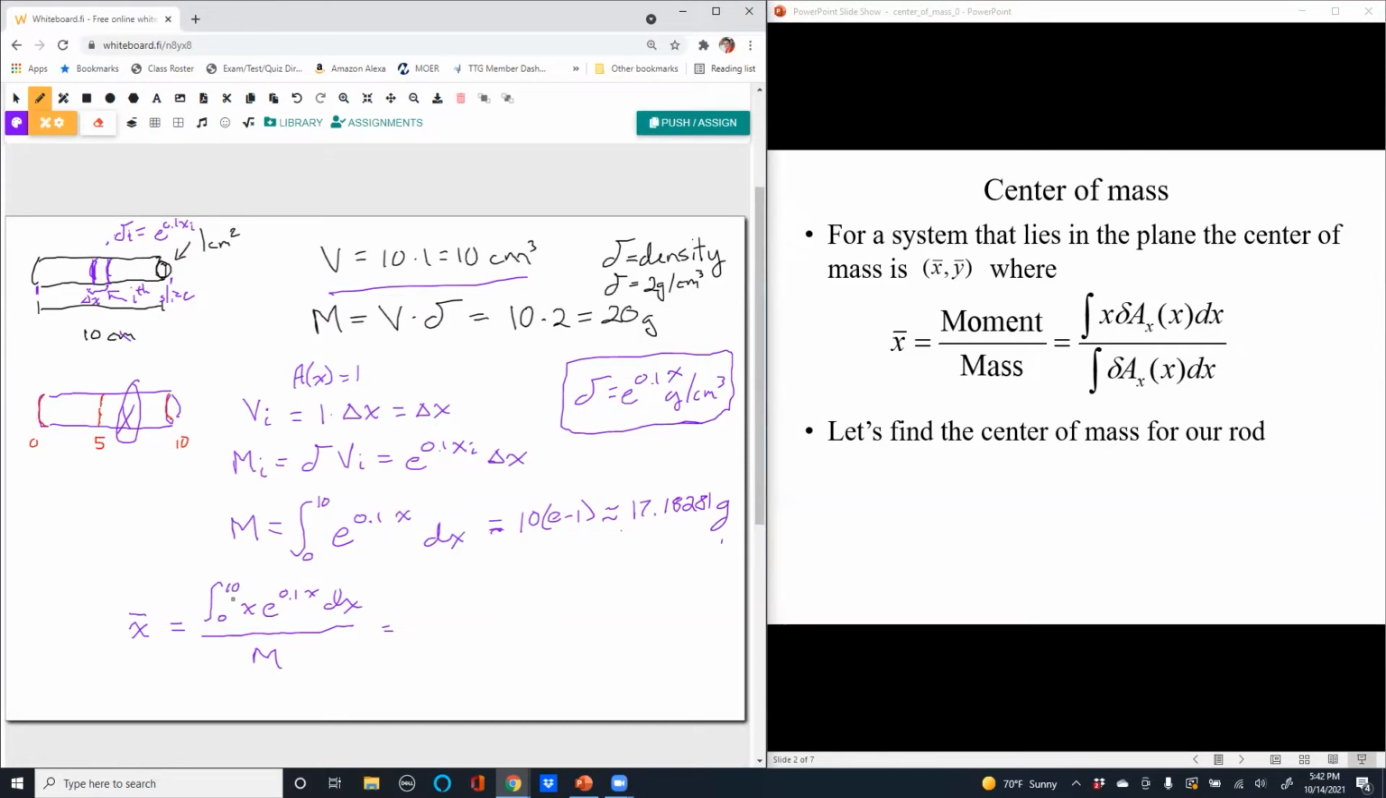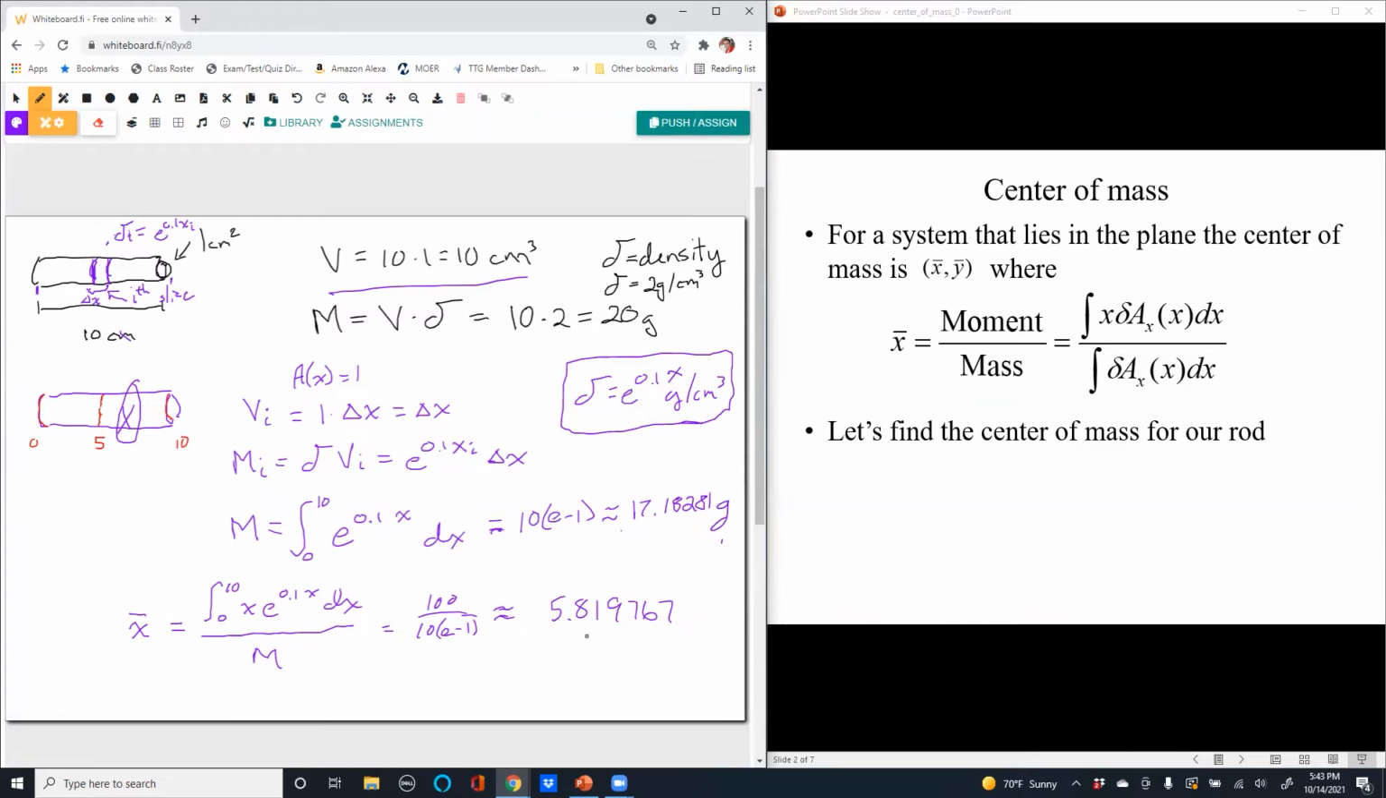Okay, so it turns out this top integral actually just comes out to be 100. This one is 10 over e minus 1. And let's do it as a decimal because it's a little more meaningful. It comes out to be 5.819767. Makes sense because we do have an increasing density, but it's increasing very slowly. So having it be just to the right of 5 seems pretty reasonable.